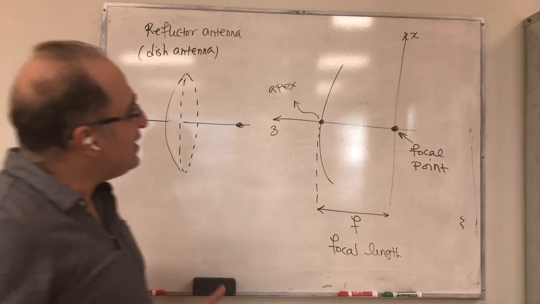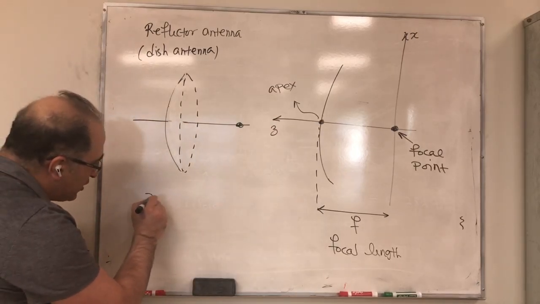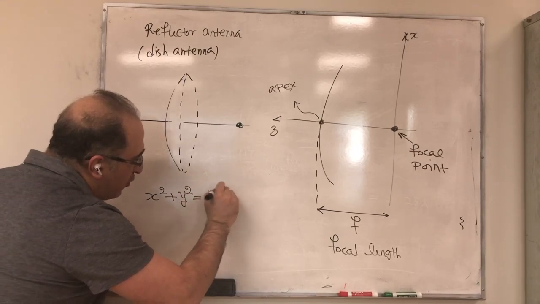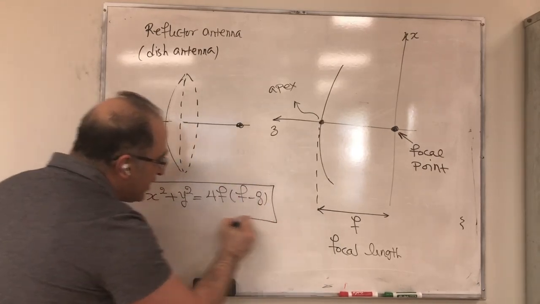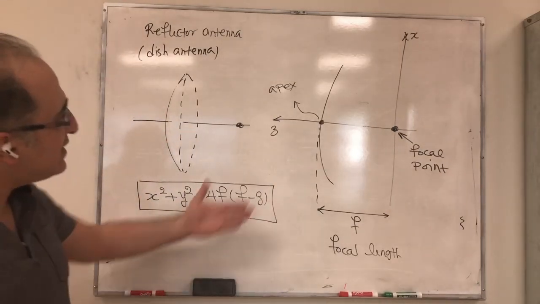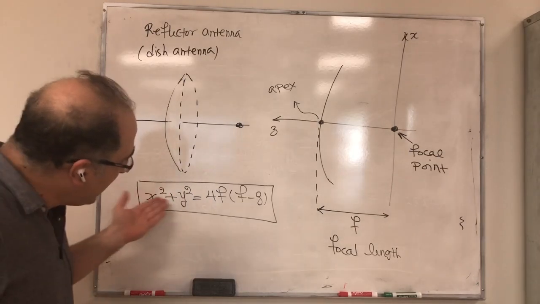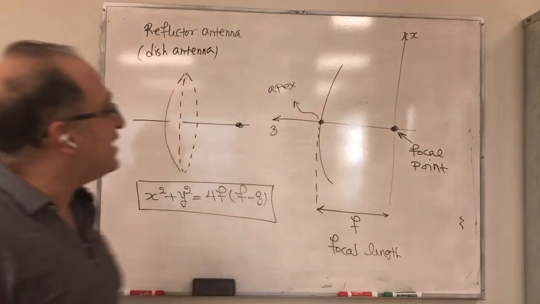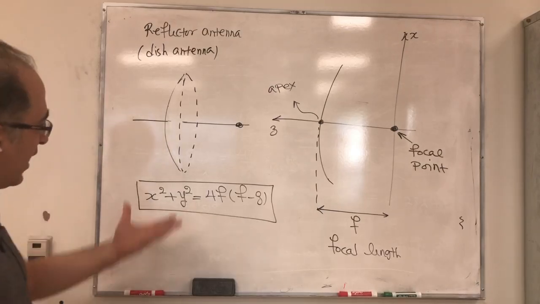Now, mathematically speaking, I can represent this with the equation x squared plus y squared equals 4f times (f minus z). That's the Cartesian equation that describes a paraboloid. Remember, this is a cross section, but because I'm representing the three-dimensional form, I'm going to have x, y, and z. So this is just the xz plane that you see. For the three-dimensional case, you have this curve.